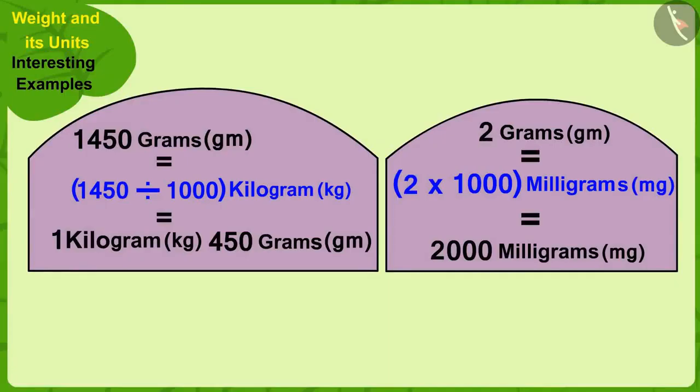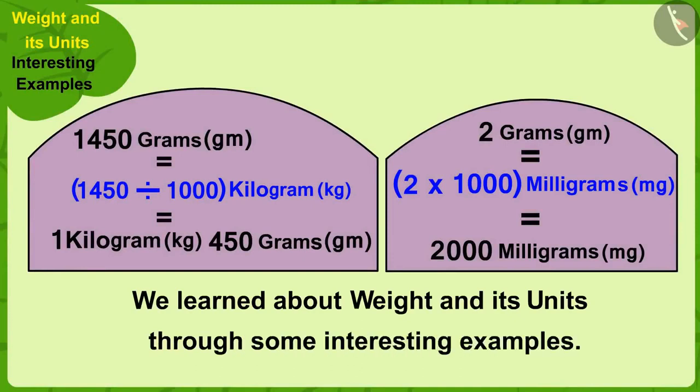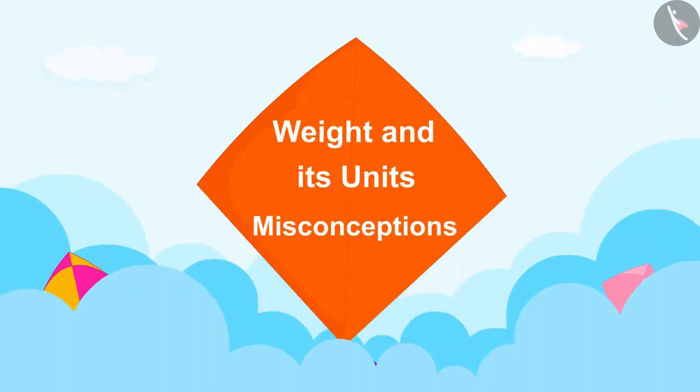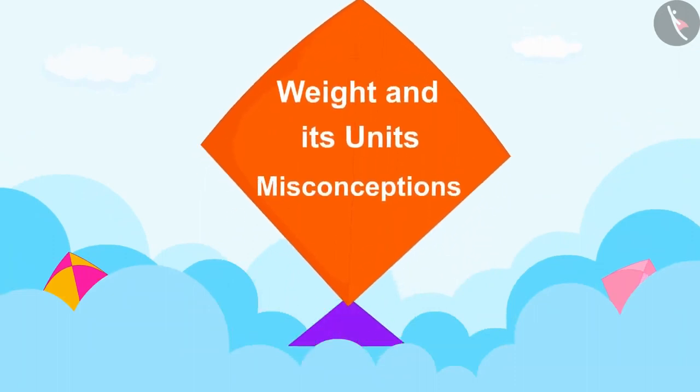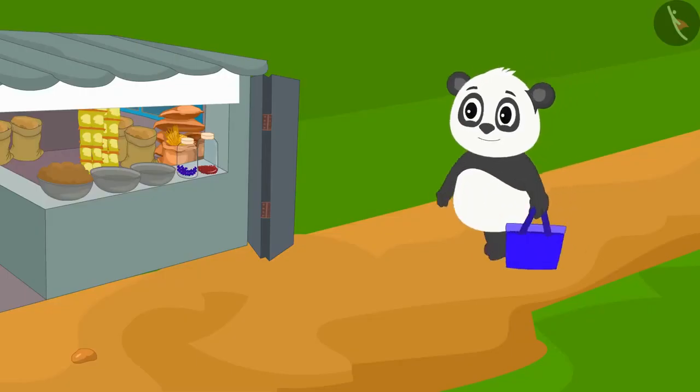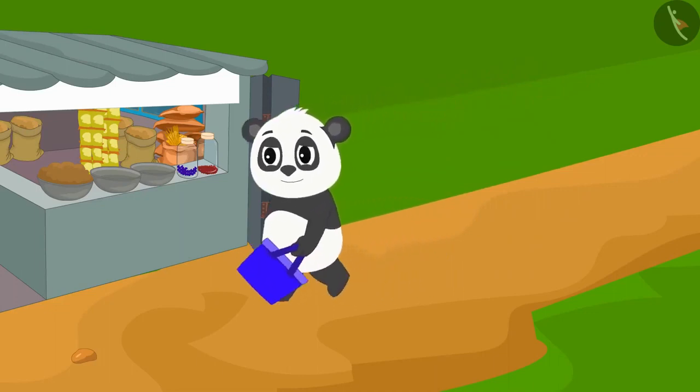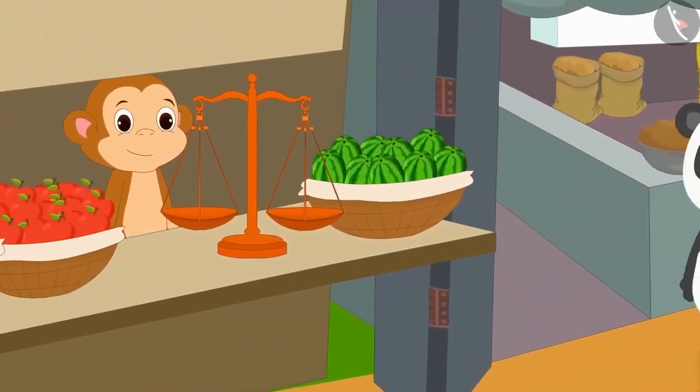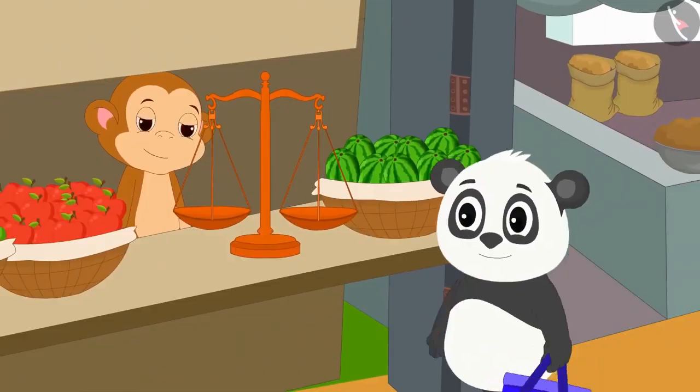Hello kids! In the last video, we learned about weight and its units. In this video, we will look at some of the misconceptions related to this. Golu has come to the market to buy apples. First, he went to Babban's fruit stall.